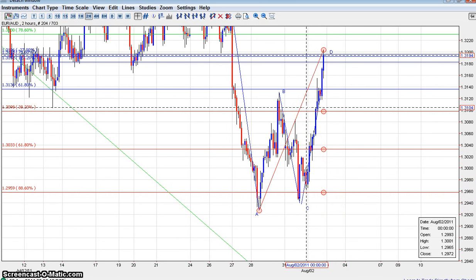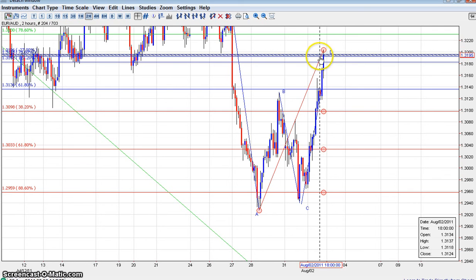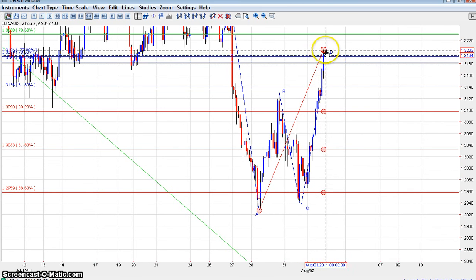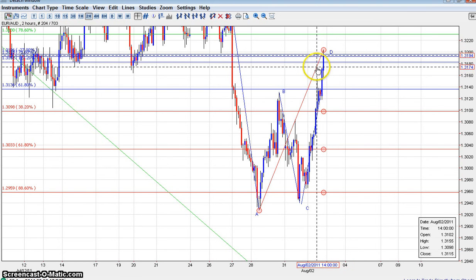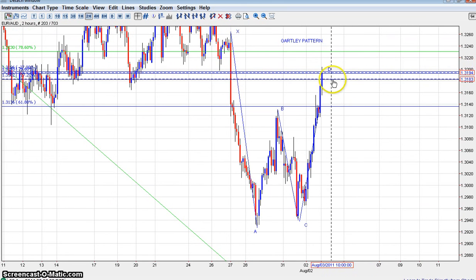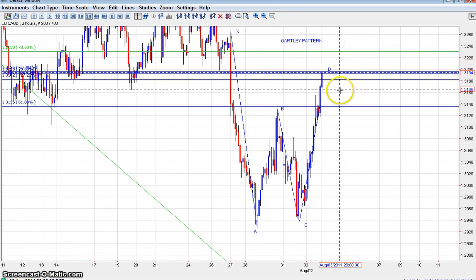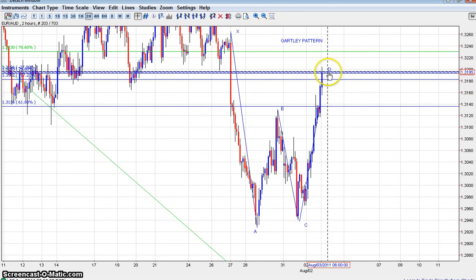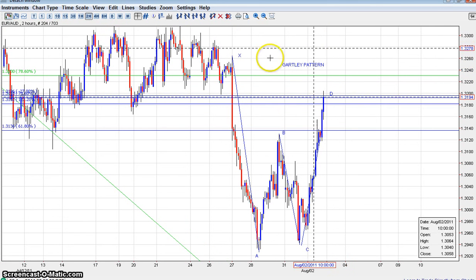So that will be all. Bias to the downside. Watch price action here and go short if you see signs of price exhaustion, then stop level at 13300.